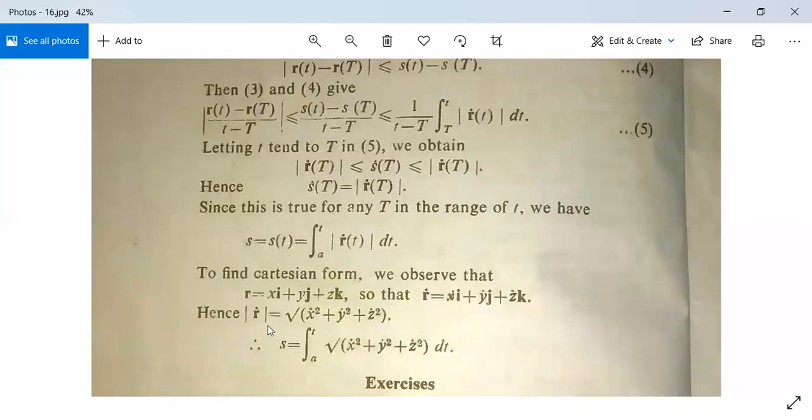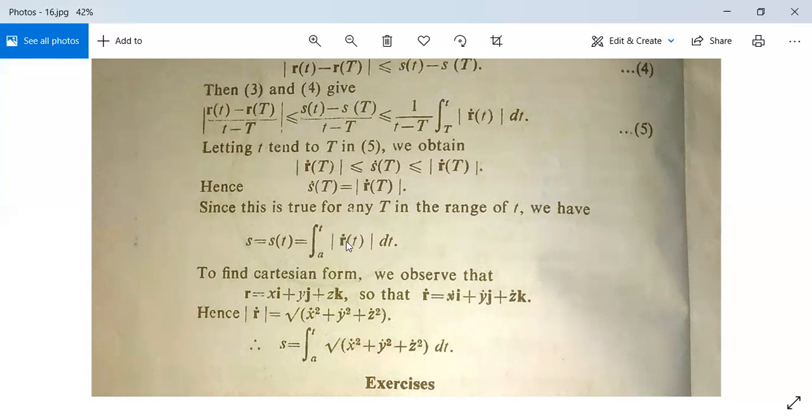To find the Cartesian form we observe that r is equal to x i plus y j plus z k, so that r dot is equal to x dot i plus y dot j plus z dot k. Hence, modulus of r dot is equal to under root x dot square plus y dot square plus z dot square.